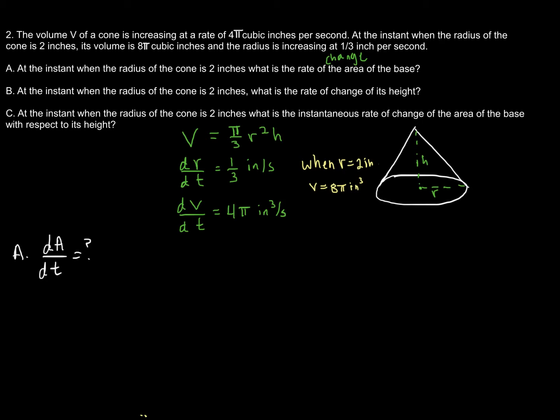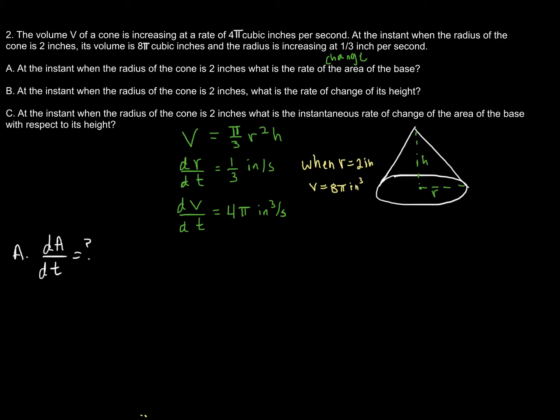All right, so to save a little space, I've written down the information that I'm given here, and I'm just going to refer back to it for each part. Of course, I know the rate of the radius with respect to time, that's 1/3 inch per second. And I also know the rate of change of the volume with respect to time, which is 4 pi cubic inches per second. And I'm also told that when the radius is 2 inches, the volume is 8 pi cubic inches. So that's all the information I know. For part A, I want to find the rate of change of the area of the base. So I'm looking for dA/dt. And A here represents the area of the base.